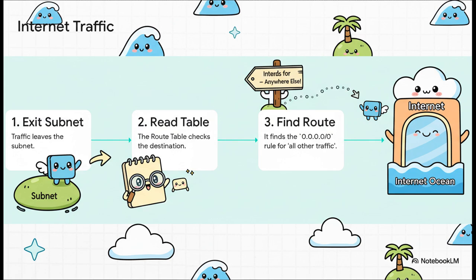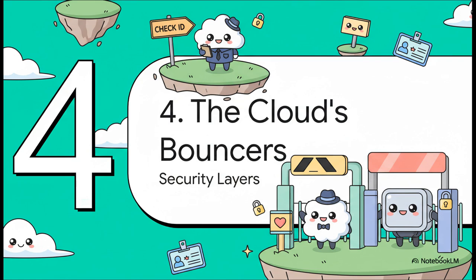So here's how it works in the real world. Let's say something on your island wants to connect to the outside world. That data first hits the route table. The table looks at the destination and says, hey, this isn't on the island. So it looks for the everything else rule, the one that basically says send all other traffic here. And then it sends that traffic straight to its target, the internet gateway. Think of that as the one official port, the harbor that connects your private island to the vast ocean of the internet.